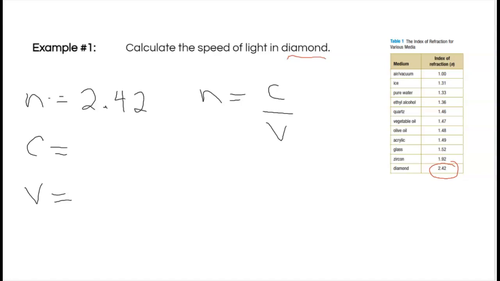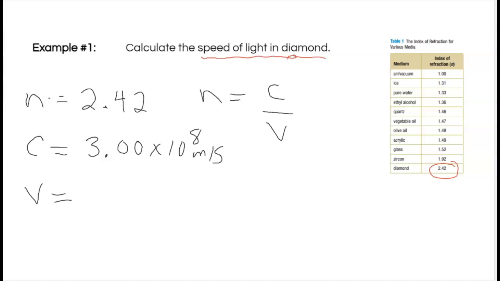2.42. And so c, you'll remember, is always the speed of light in a given material. And so that is always going to be 3.00 times 10 to the power of 8 meters per second. Okay, and so the question itself is saying to me, calculate the speed of light in a diamond.